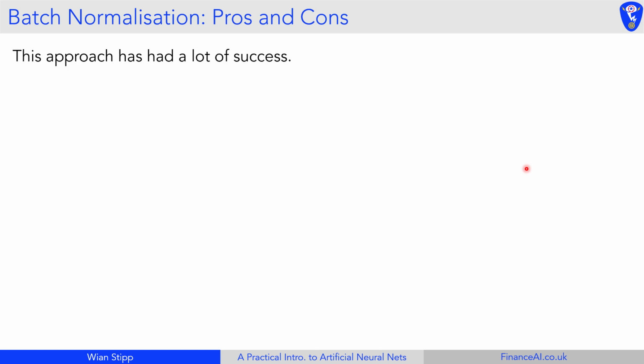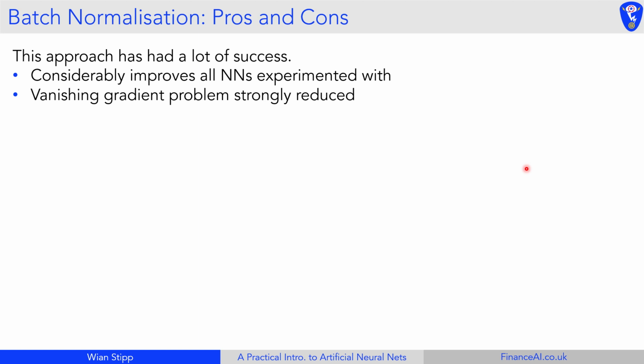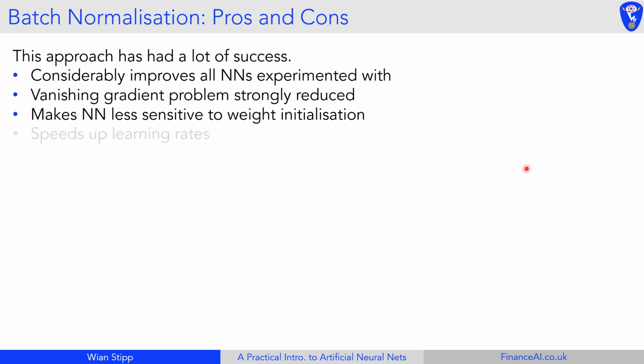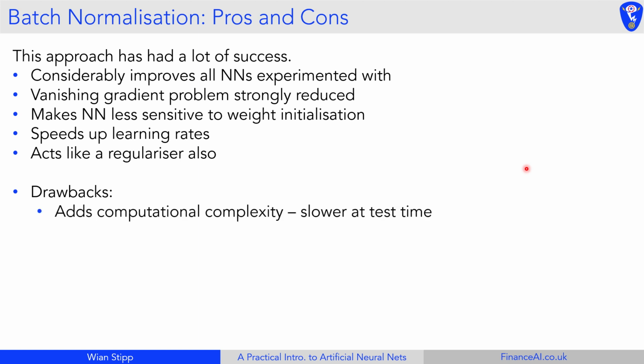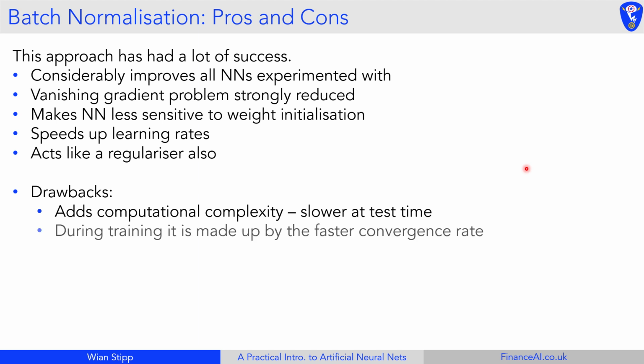So this approach has had a lot of success. It considerably improves all neural networks experimented with, or almost all, I should say. It almost solves the vanishing gradient problem also. It makes neural networks less sensitive to weight initialization, speeds up learning rates, and acts like a regularizer. Okay, let's talk about some drawbacks. Well, it adds some computational complexity, although it's not too much because we're just doing simple operations. During training time it actually makes up for this anyway because it has faster convergence.